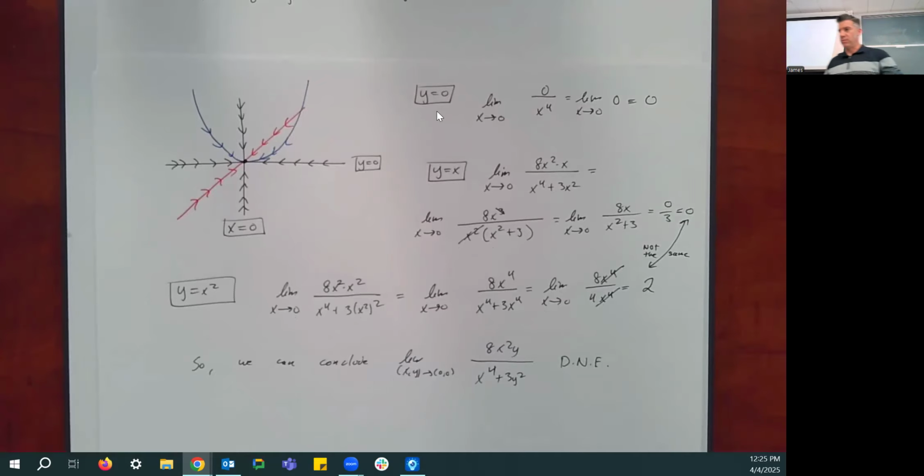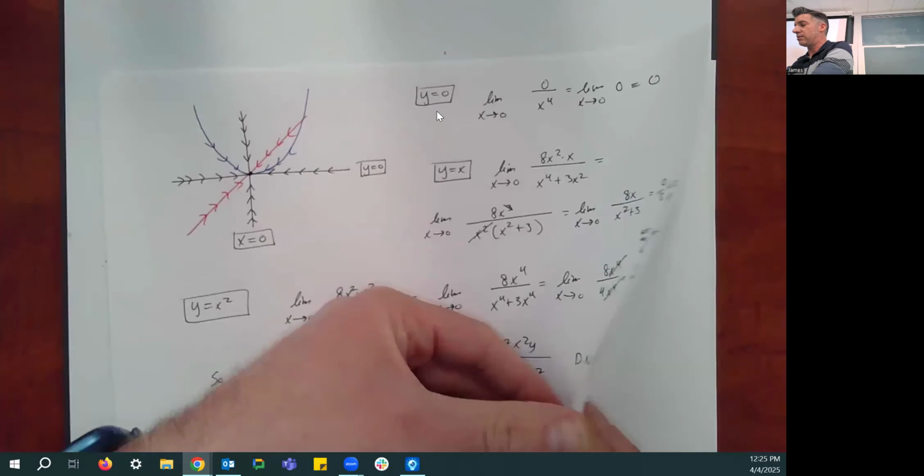I want you all to try this next one. So this one's going to be slightly different, but same idea. I want you guys to show that this next limit also doesn't exist.